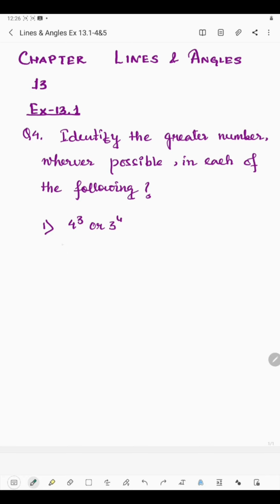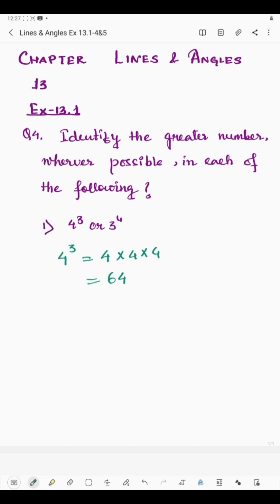So at first we have 4 cube or 3 to the power 4. So 4 raised to the power 3. Here we will have to just expand the number. Here 4 raised to the power 3 means base we will write 3 times as power is 3. So 4 into 4 into 4. So 4 4s are 16, 16 4s are 64.